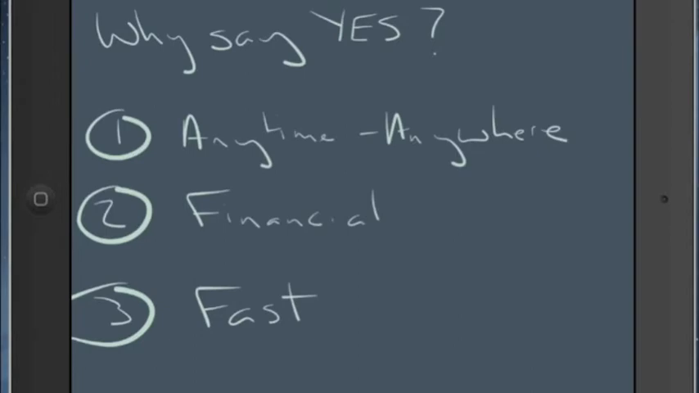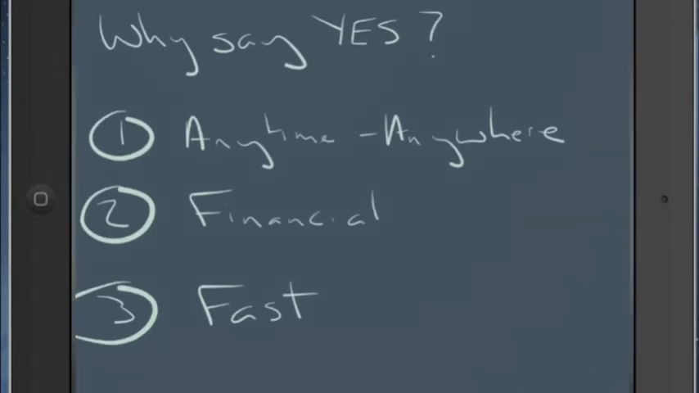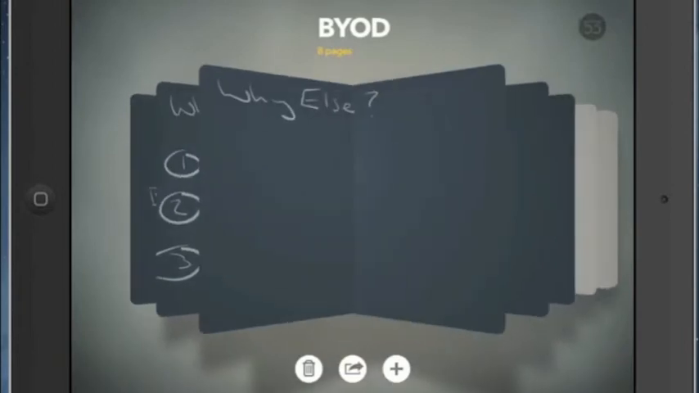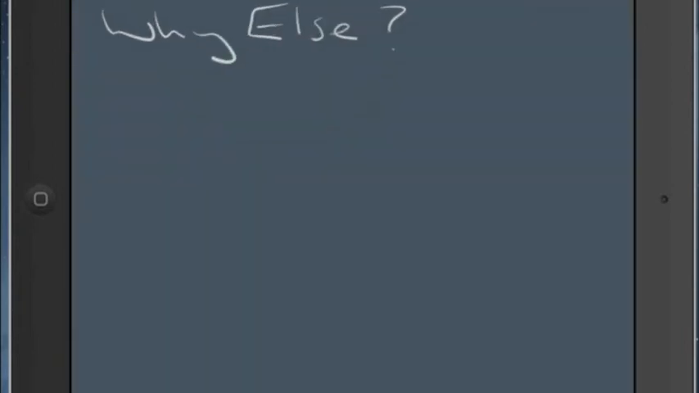But these three things alone might not be enough. You might want more information. You might want some more ideas as to why and how this can work. So I think there are really three more that could be an important insight into how and why BYOD can really work for a school. So three more reasons. One, integration.